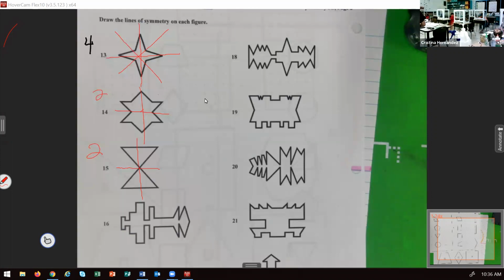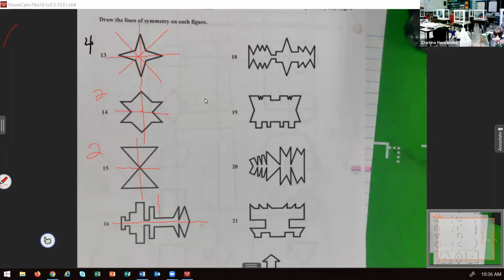So, somebody said 6. Okay. Is that a line of symmetry? Oh, that's bad. But yes, that's a line of symmetry, right? Yes. Each one.